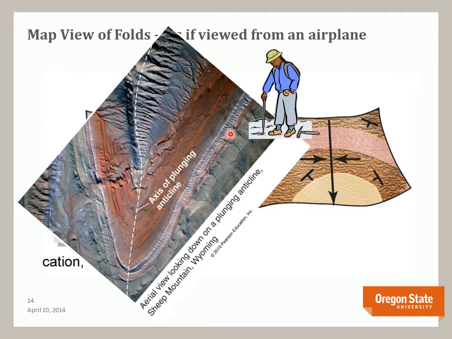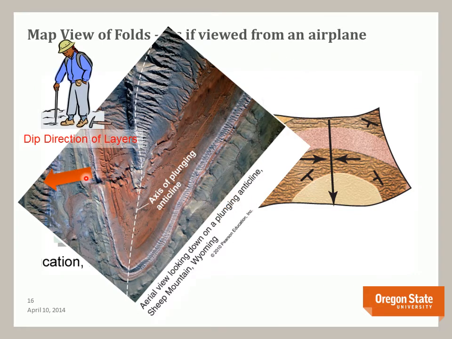So here's the Sheep Mountain anticline. It's a plunging anticline because we can see the layers fold around. If we were to look on this limb, the layers would dip in that direction. And if we were to look in this area, the limbs would be dipping in that direction. Oldest rocks, younger rocks.